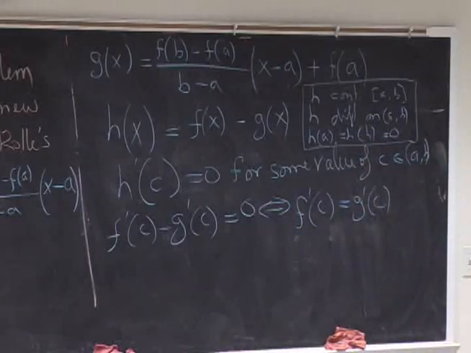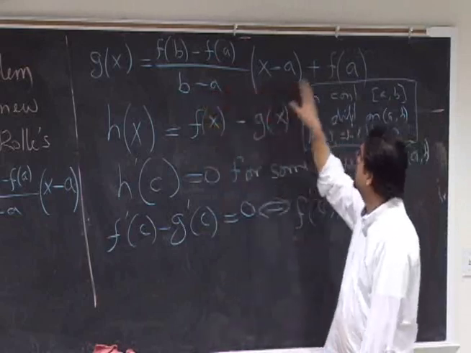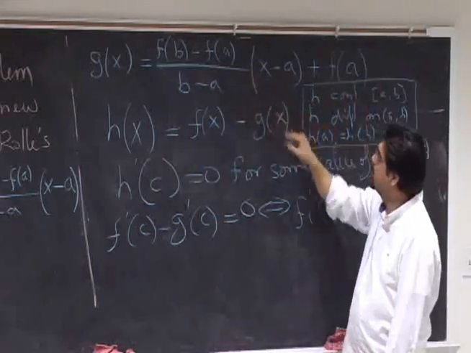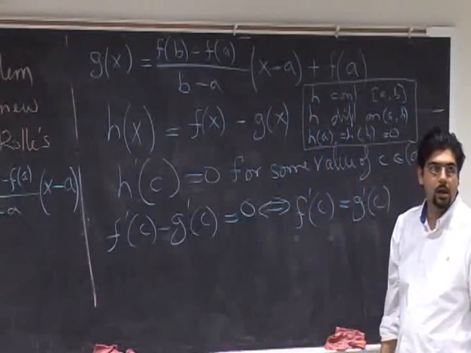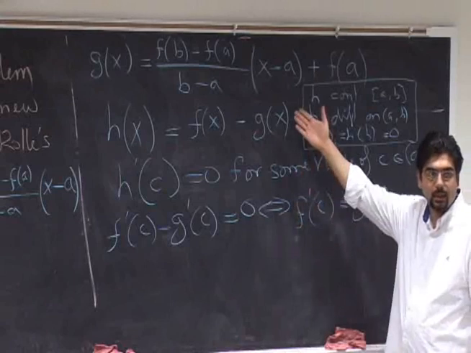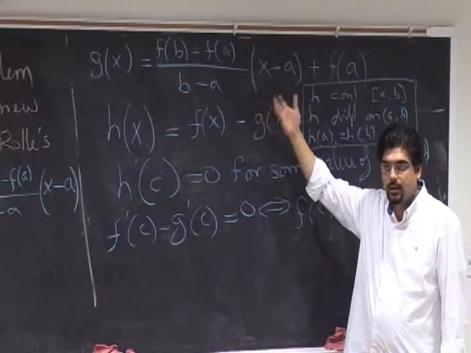Yes? Look at g. This is g. G is mx plus b. Yes, something like that. What's the derivative of g? G is a straight line. So the derivative is constant. What's that constant?